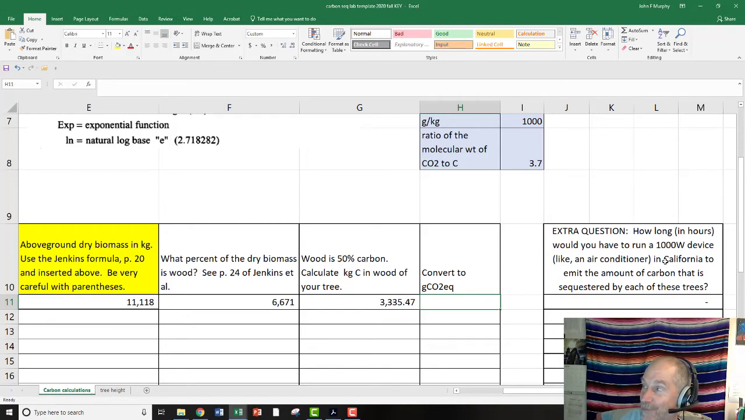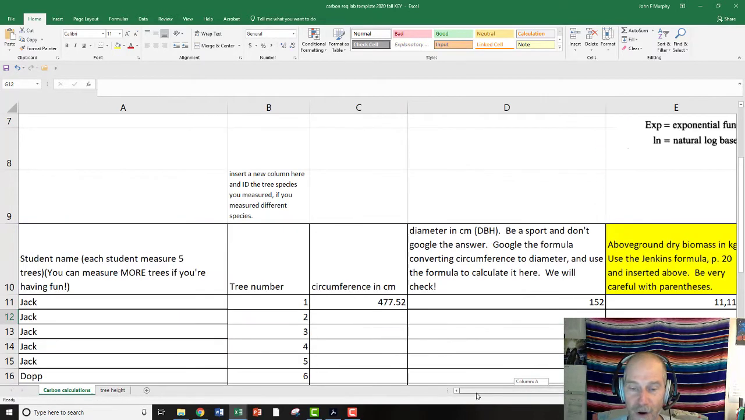I'm going to try to express this. It's expressed in the write-up, but the tree took so much carbon out of the atmosphere. How long would you have to run an air conditioner to put that CO2 back in the atmosphere? Just a way to make this tangible to you. Okay, so do that for all your trees.